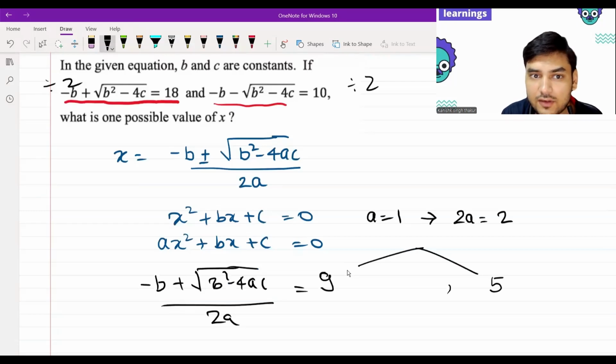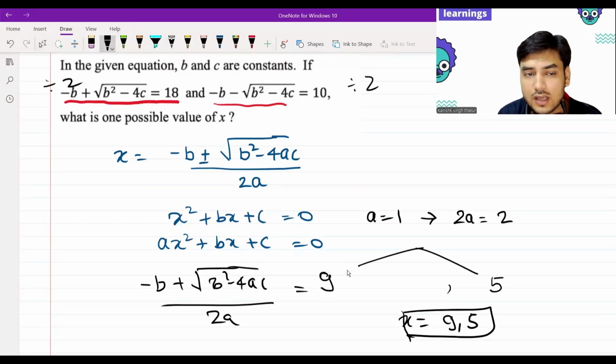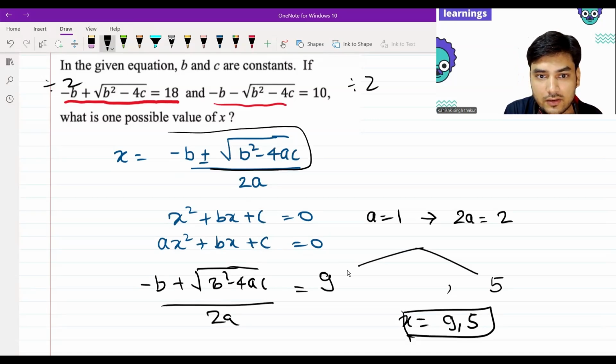So 9 and 5 are the two roots of the quadratic equation. So x will have the values 9 and 5 over here, right? How do you have to do this? Just divide it by 2. Look at your observation, this thing I was able to see there, right?